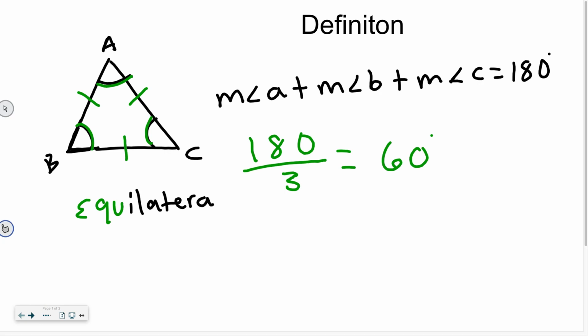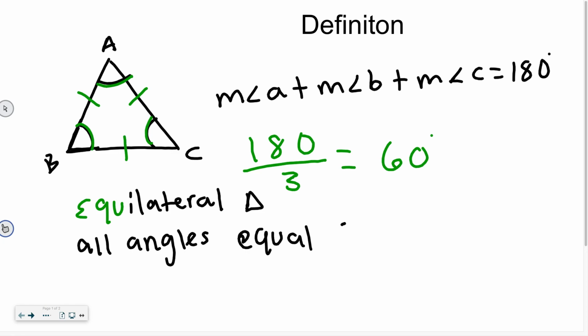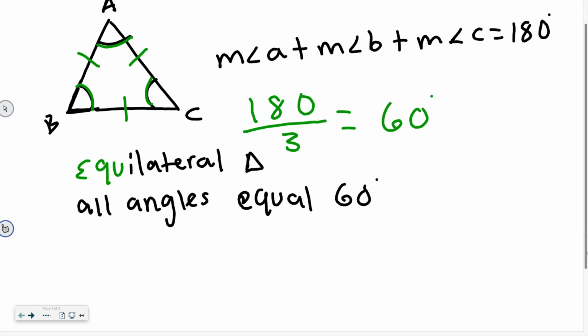That means that for an equilateral triangle, all angles equal 60 degrees, okay? And now there's another kind of triangle that we also need to talk about and consider.